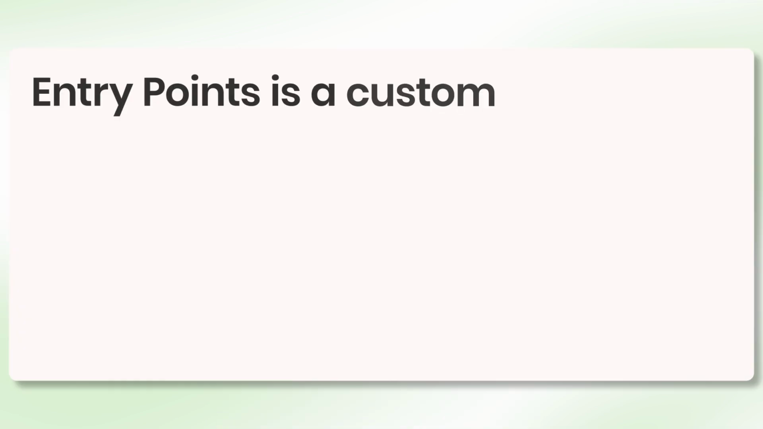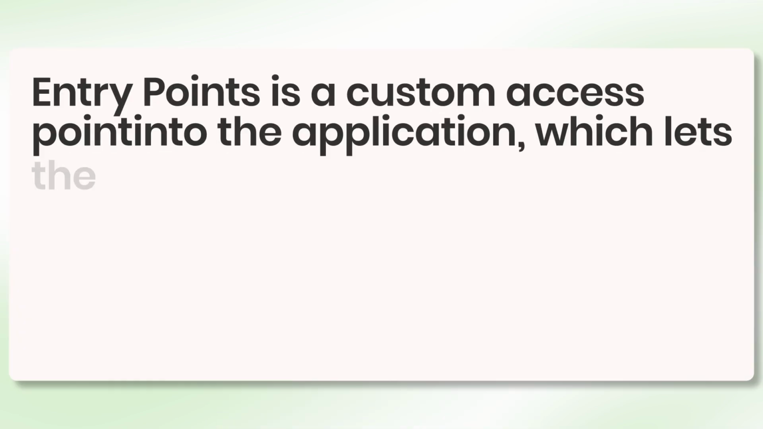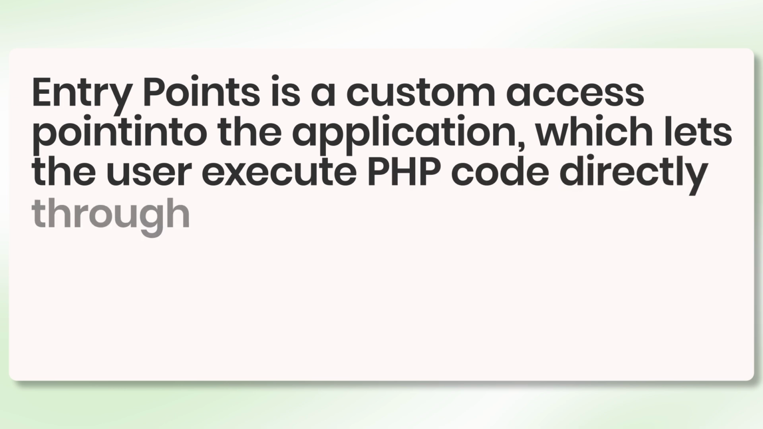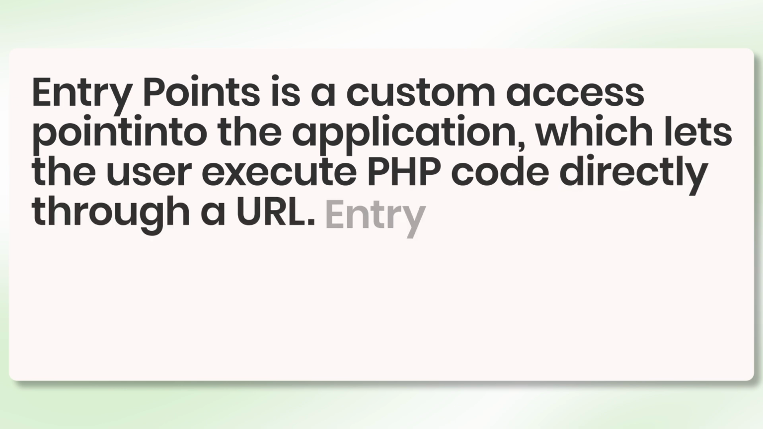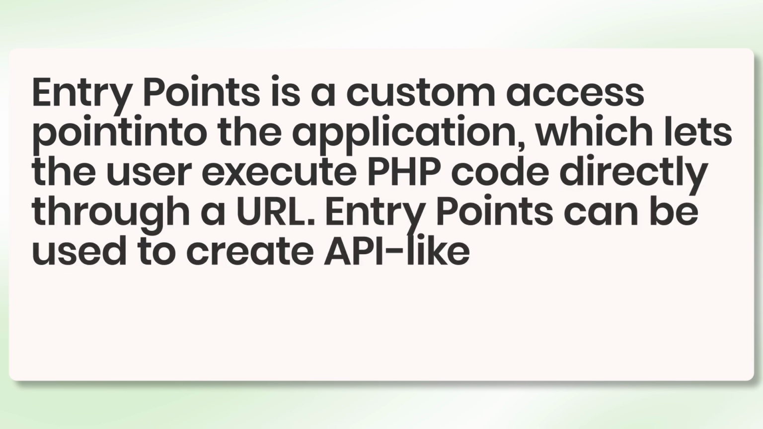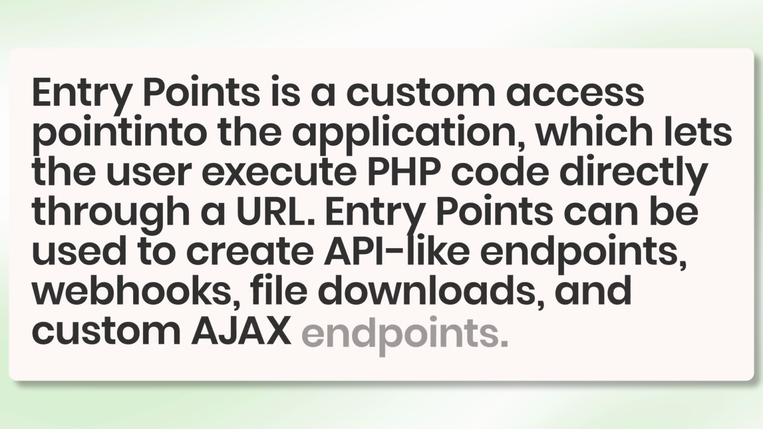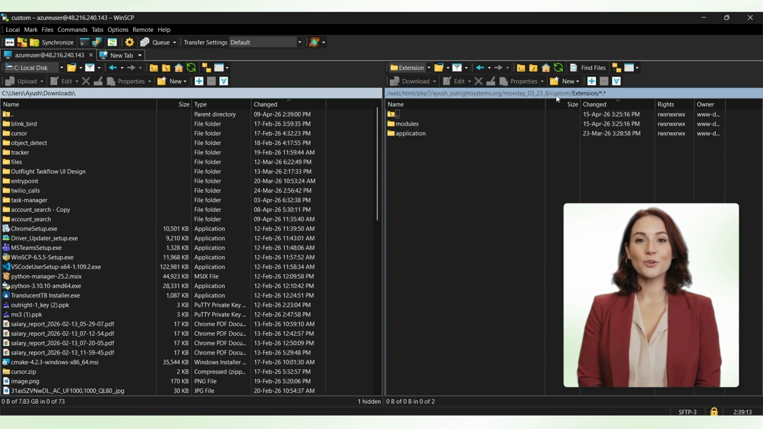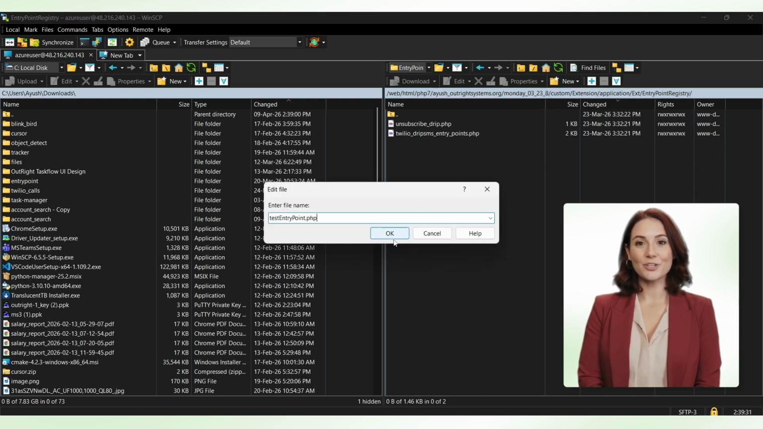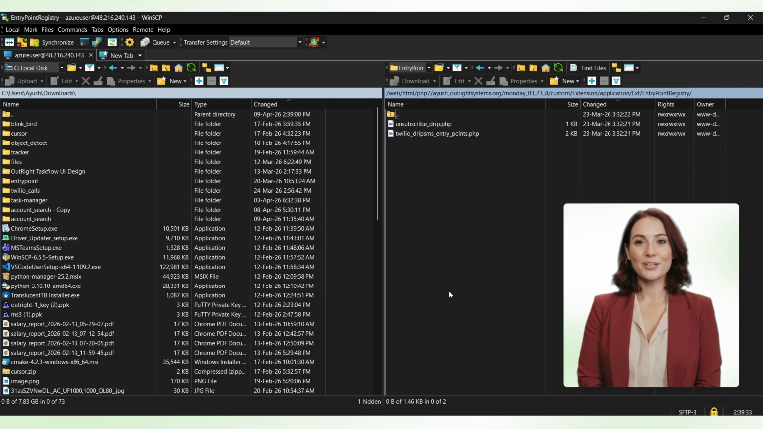Let's move towards entry points. An entry point is a custom access point into the application, which lets the user execute PHP code directly through a URL. Entry points can be used to create API-like endpoints, webhooks, file downloads, and custom AJAX endpoints. To register an entry point, go to Custom, Application, Extension, Ext, Entry Registry. Create a new file from the New tab and enter the name testentry.php.